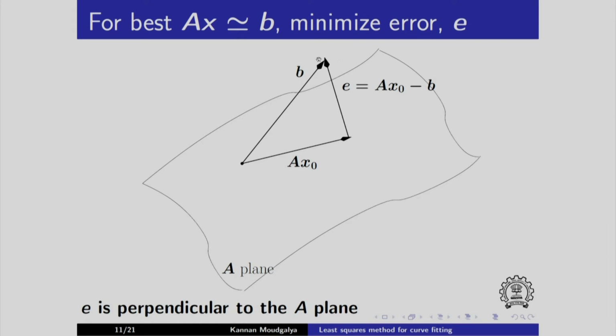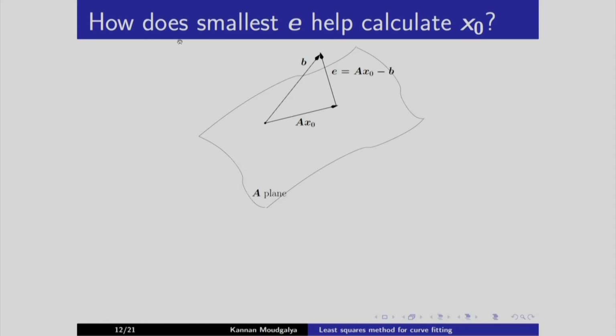So we drop a perpendicular from here and you take this endpoint and take this vector, that will be the vector closest to this B vector. So we say E is perpendicular to the A plane. This E, the error, is perpendicular to this A plane. If we do this, then this vector is the closest to this B which lies outside this plane. Now the question is, how does the smallest E help calculate x naught?